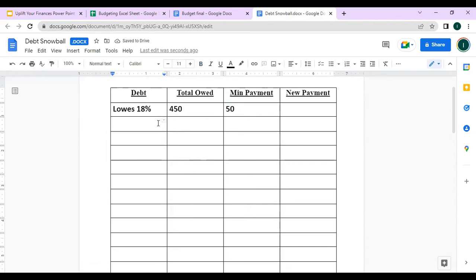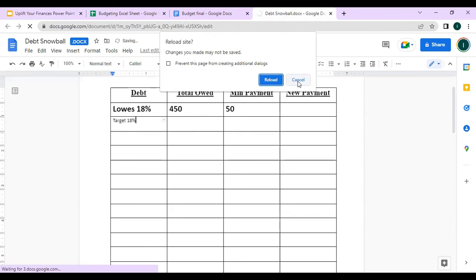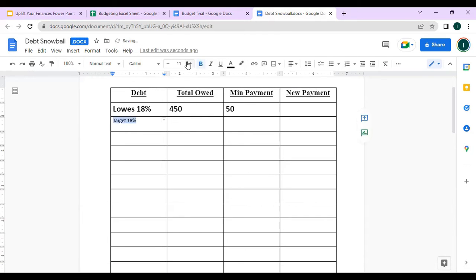This person also has a Target credit card with 18% interest. He owes $650 on it, with a minimum payment of $30. This person also borrowed money from his parents.